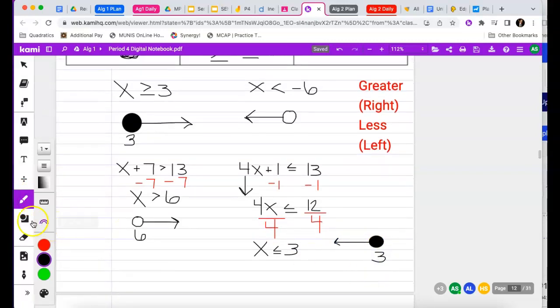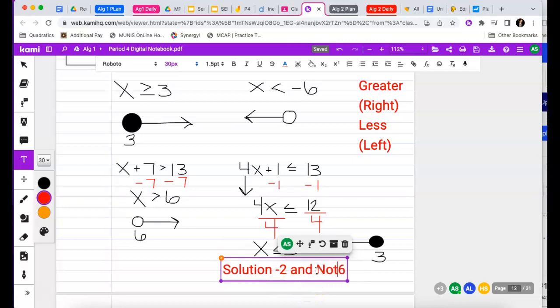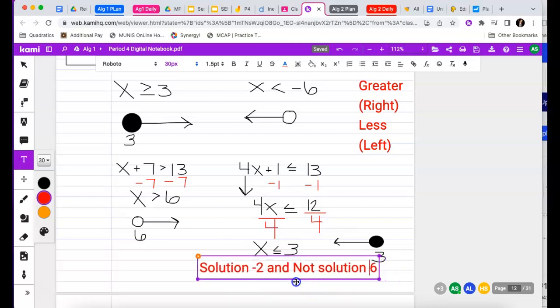Okay, and one little extra thing. So if I give you a solution of -2 and 6, which of those numbers is less than 3? So hopefully you say that -2 is a solution because it's less than 3, but 6 is not a solution because it's not less than 3.